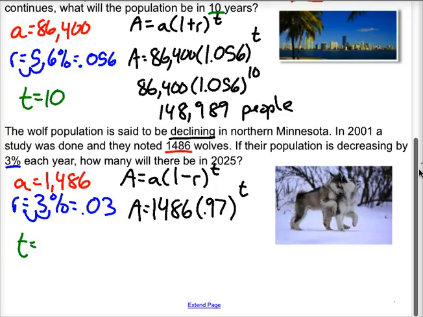Now, it says we took this information in 2001 and we're projecting to 2025. So that means 24 years have passed. So because of that, our t is going to be 24. If you're given 2 different years, you subtract those, find how much time has passed. Here, 24 years has passed. So that's going to be the t that we plug in.